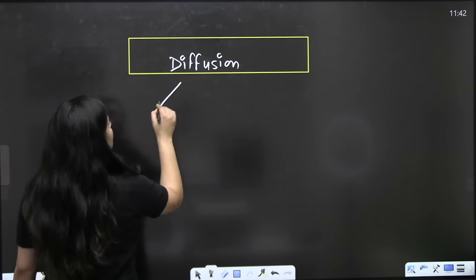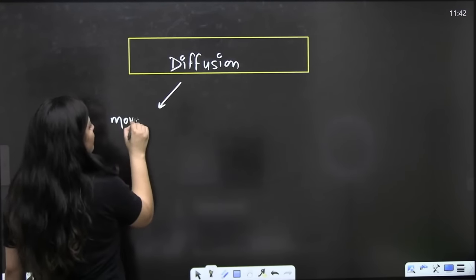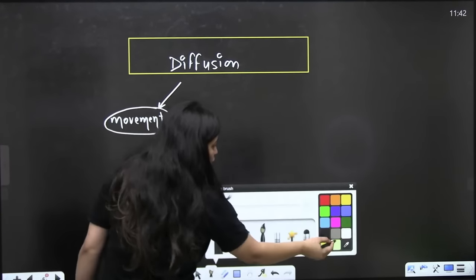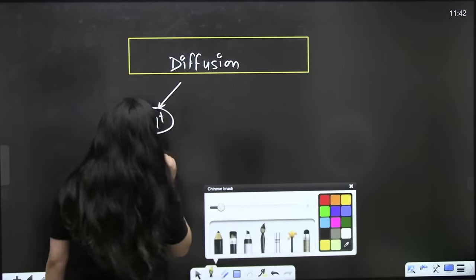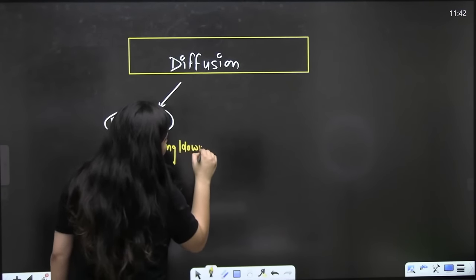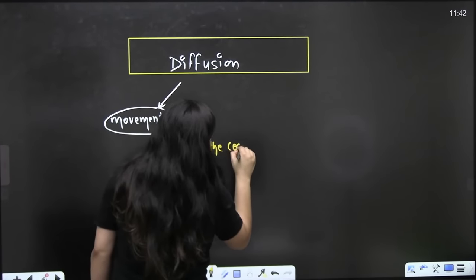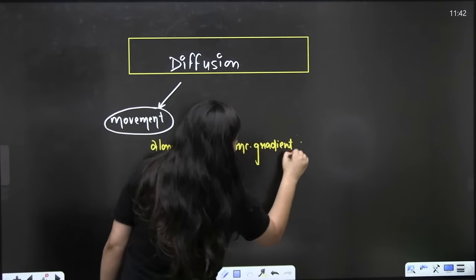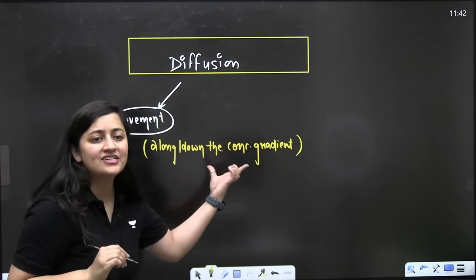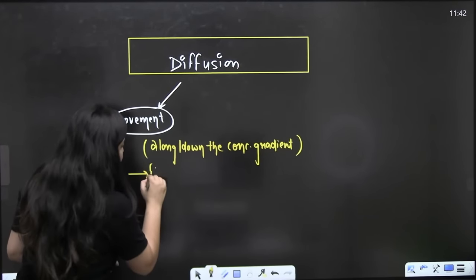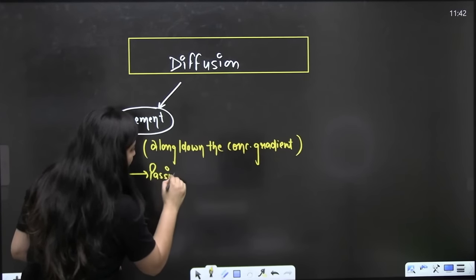You know that it is the movement, right? Movement of molecules from their high concentration to the low concentration. So can I say that it is the movement along or down the concentration gradient? And you know that here no energy will be used. So it is going to be passive.